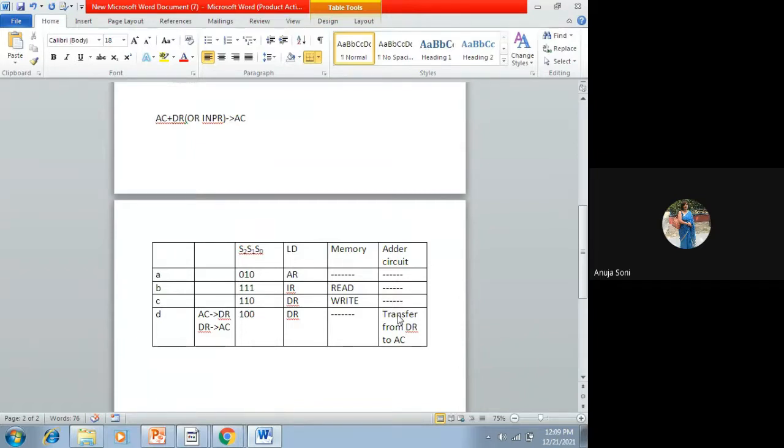Afterwards, again it will be loaded to AC register, and in order to get it loaded into the AC register, load signal of AC will be enabled. So load signal earlier was of DR, now it is of AC as well. So that's it. So this will be your final solution of part number D. Now we are coming to, yes, any doubt?